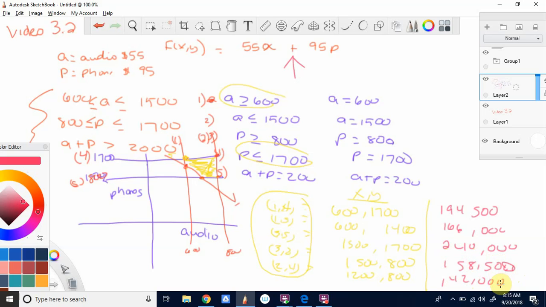So the question was, how many of each do we need to make to minimize our costs? Okay, so let's look at, this is our objective function, right? The cost. So which one is the smallest? Out of all these, this is the smallest cost, which means we need to make 1,200 of the audio players and 800 of phones to minimize our costs. All right, stop the video, do guided practice 3, and we'll see you in class.